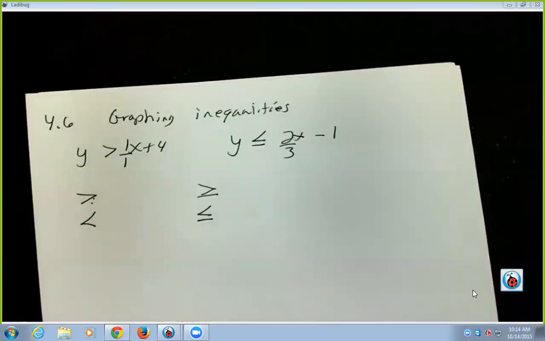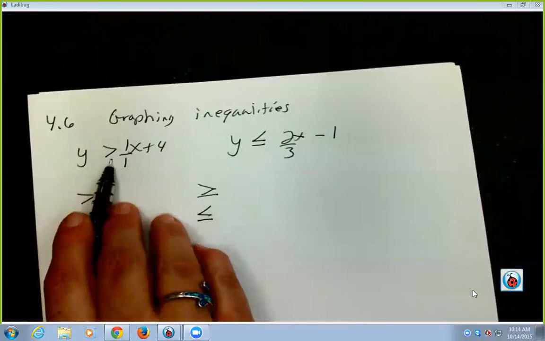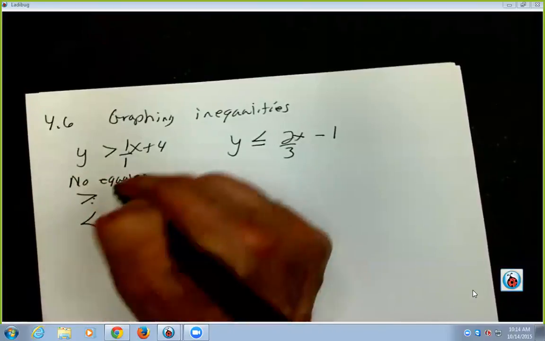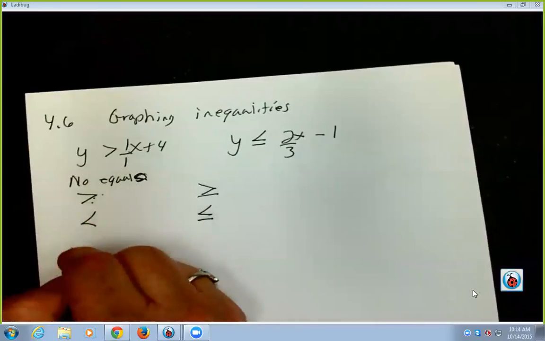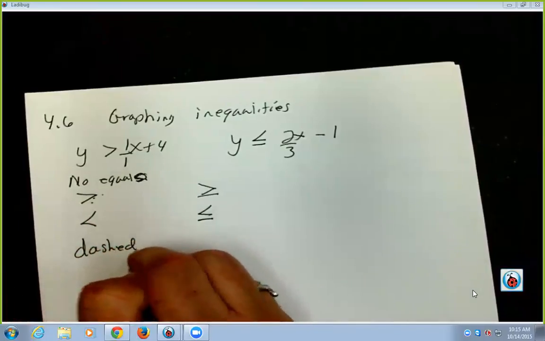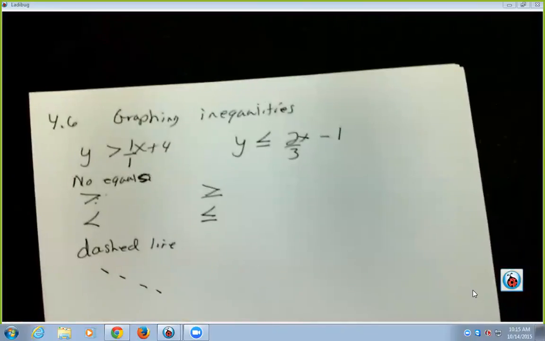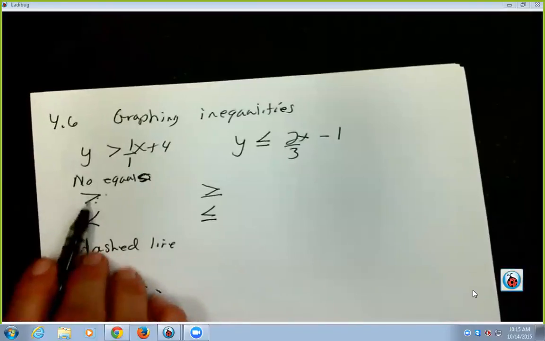But there's a couple things we need to keep in mind, because with inequalities, if I have no equals, so there is no equals, the line cannot be included. We can't include it. So in this case, I can't include the line. So what we're going to do to show that the line is not included is we're going to make a dashed line. So a dashed line is going to go like so. So we know that we're going to have a dashed line whenever I have no equals involved.